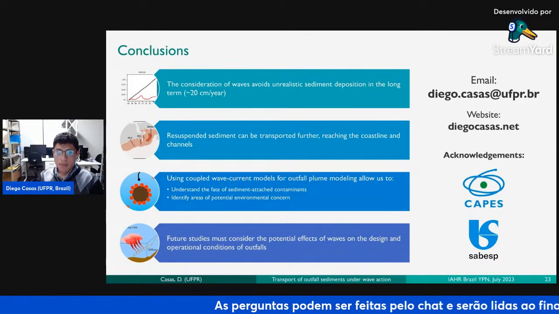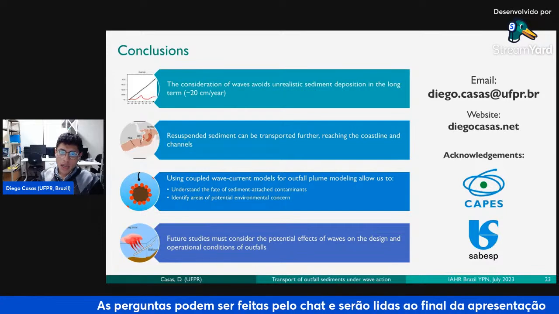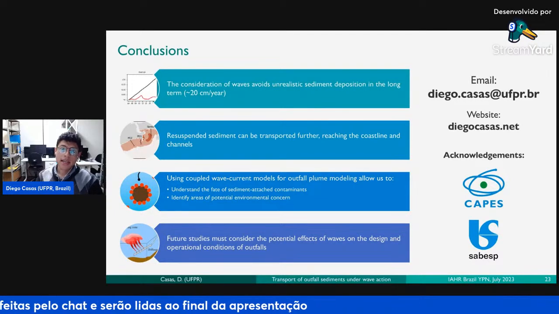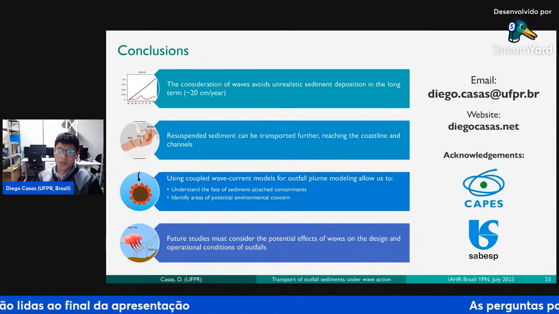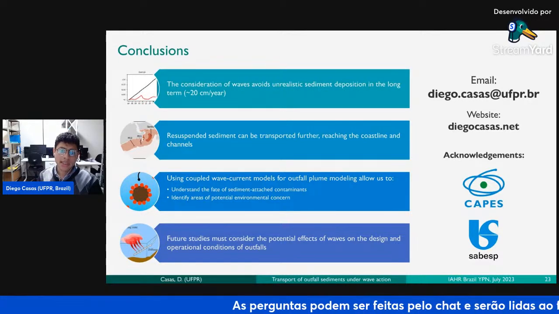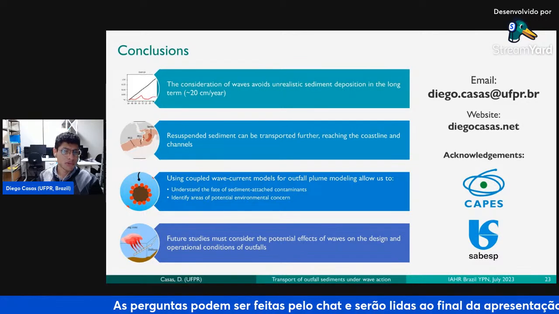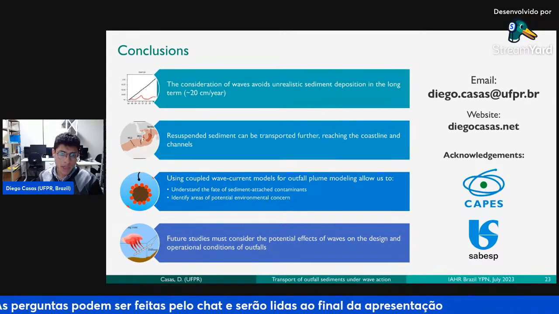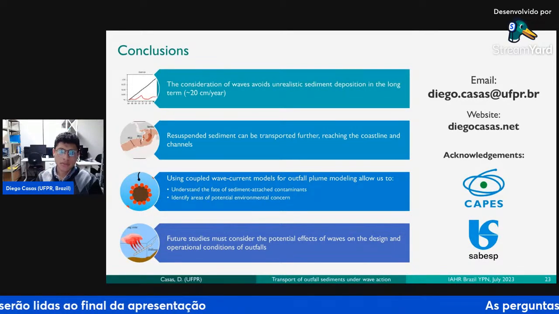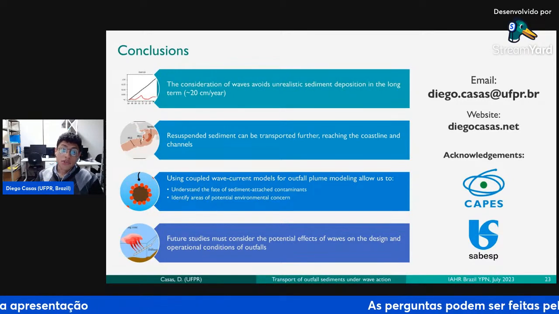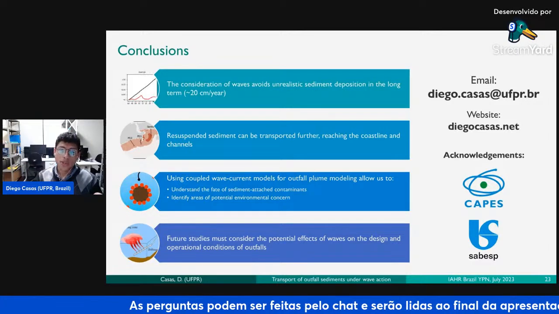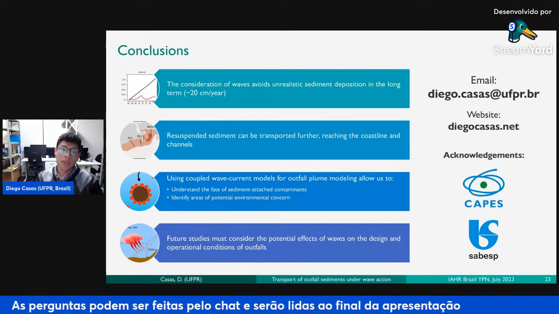We can draw some conclusions from our study. One is that the consideration of waves can avoid unrealistic sediment deposition in the long term, because we found that disregarding waves produces sediment deposition in our model of about 20 centimeters per year. The inclusion of waves avoids this unrealistic sediment deposition. We also found that the resuspended sediment can be transported further. It can even reach the coastline and nearby channels.